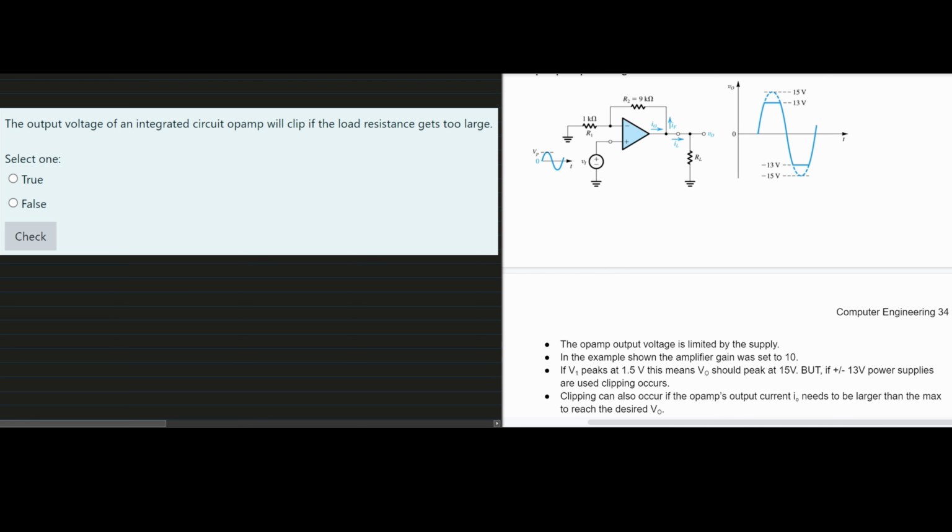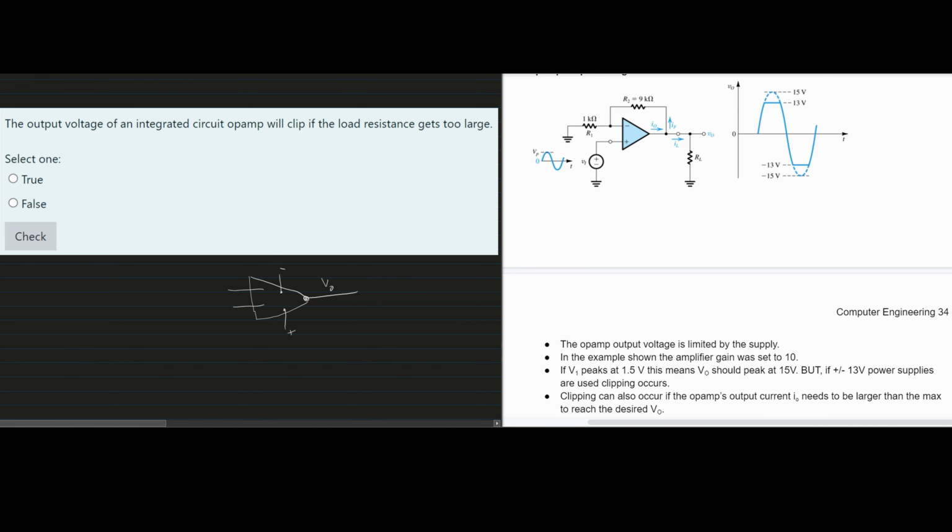Then we have the question of whether the output voltage of an integrated circuit op-amp will clip if our load resistance gets too large. If we are to draw out our op-amp, it's going to look like this. We know we have two input terminals, and for this one I'm going to draw the power supplies. So we have a negative and a positive right here, and then we also have our V output.